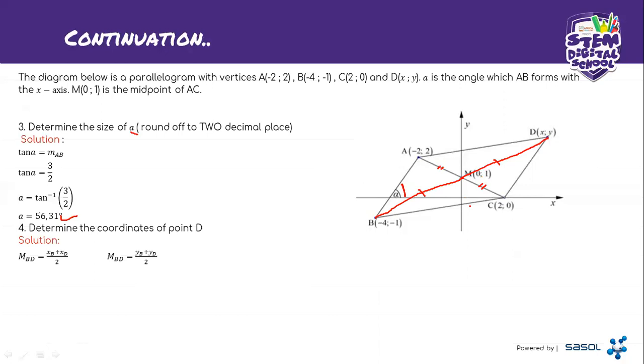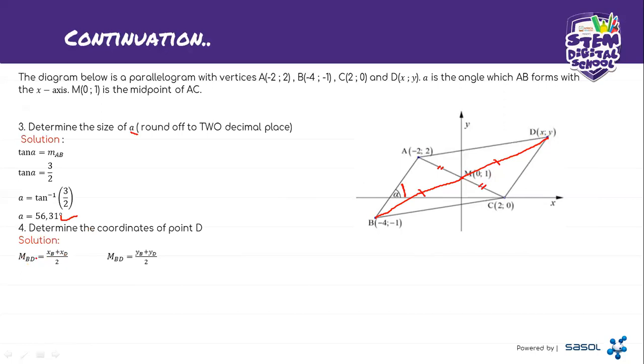Of the parallelogram. Now, since M is the midpoint of both lines, line AC as well as line BD, M is the midpoint of those two lines. Now we're going to use this M as a midpoint to calculate the coordinate of D. First, we're going to say the midpoint of BD equals XB plus XD, then we start with the X first, divided by 2.